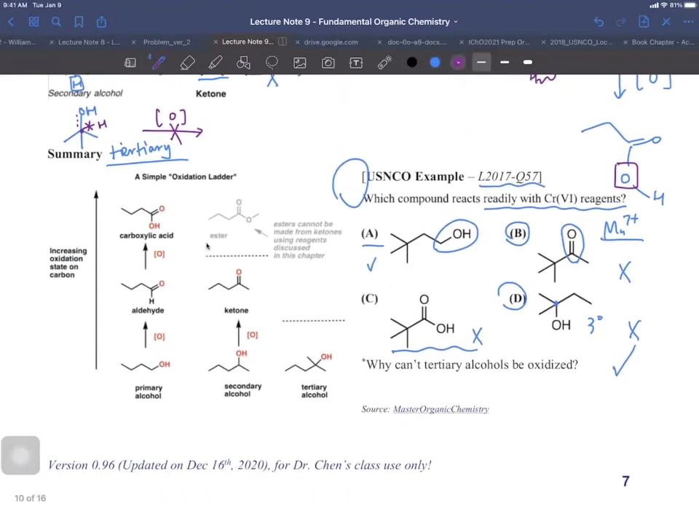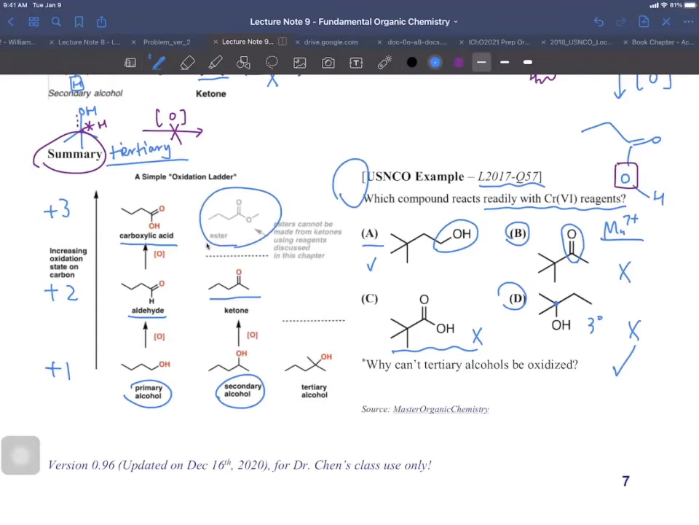So you guys can further take some time to have a look at the summary. The primary alcohol changes into aldehyde first, and then finally carboxylic acid. So if we recall the oxidation levels, this is +1, this is +2, this is +3. Similarly, secondary alcohol can be oxidized into ketone, but it cannot be oxidized into the next step, right? And tertiary alcohol cannot be oxidized at all.